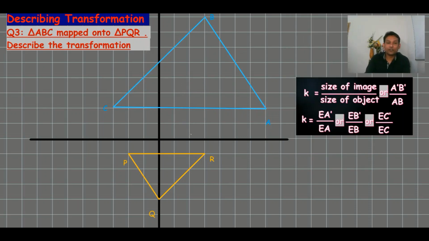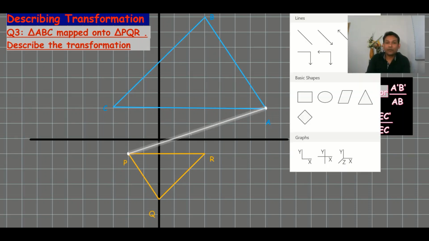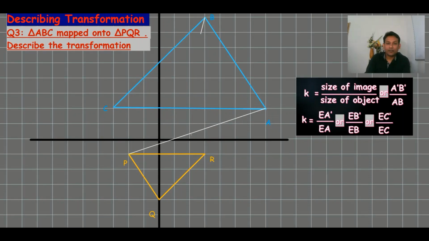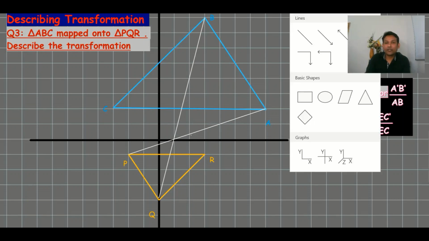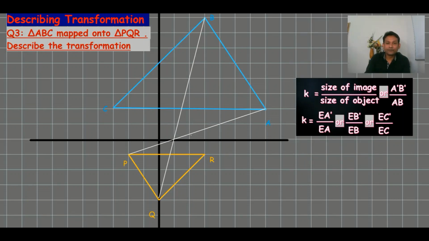We need to join the corresponding points, A with P, B with Q, and C with R. So like we are joining now. After joining this, we are having a point here. This is the center. Okay, the center is coming 1, 0. So 1, 0 is your center.